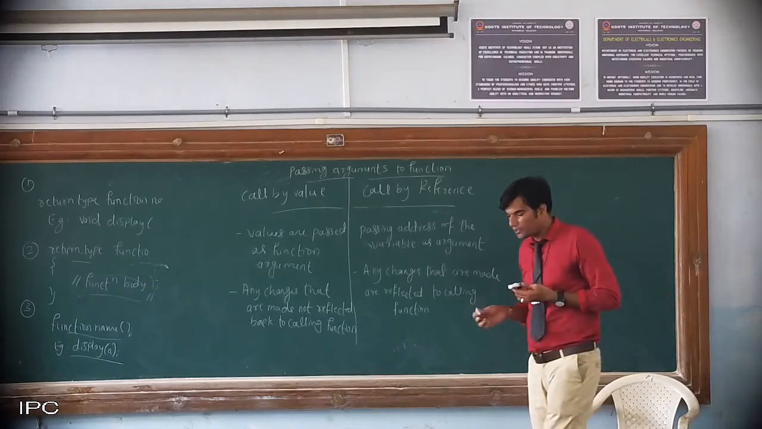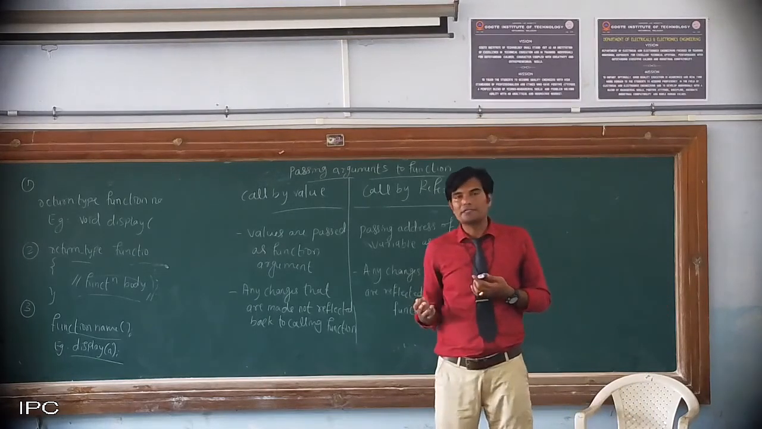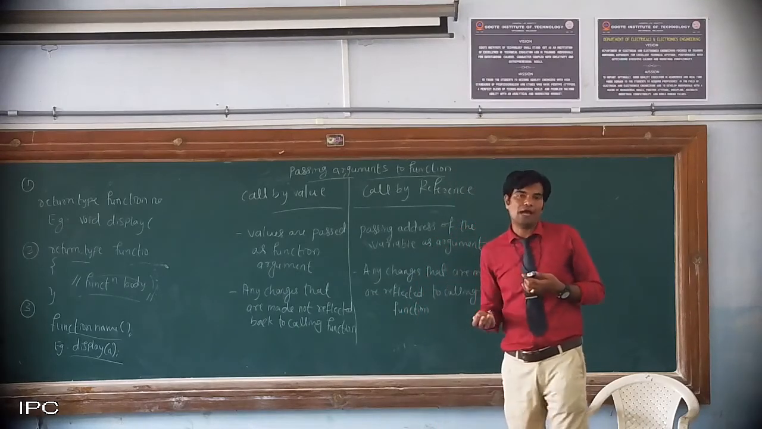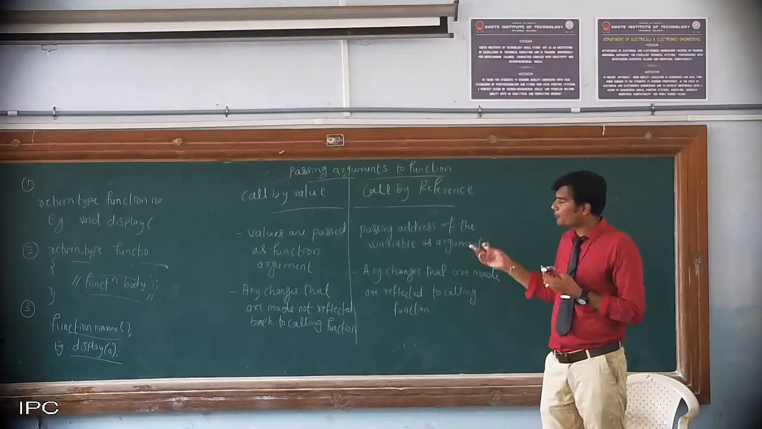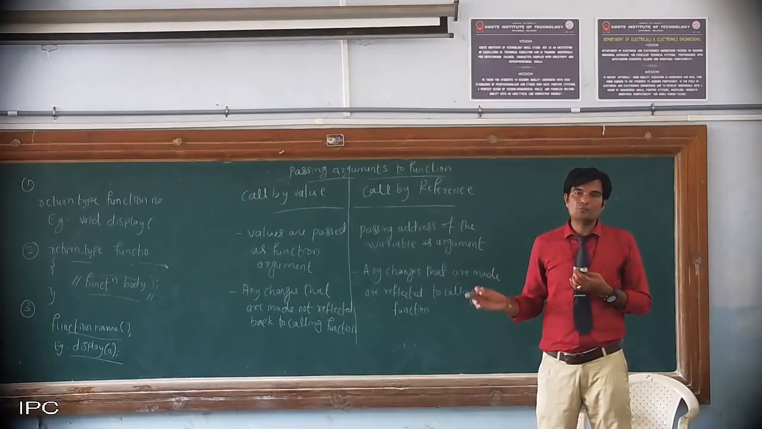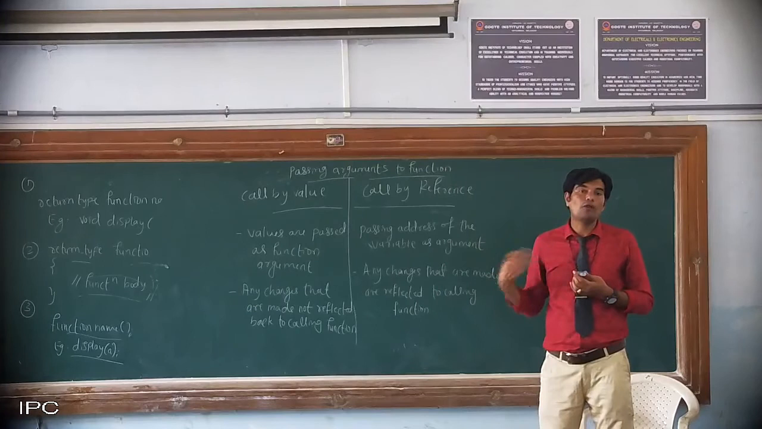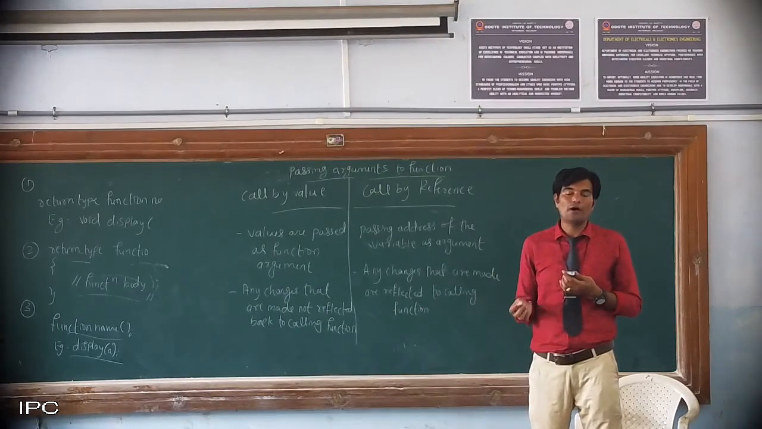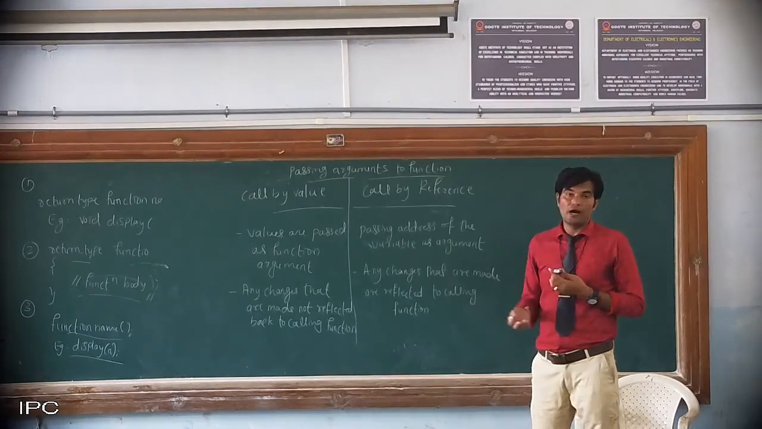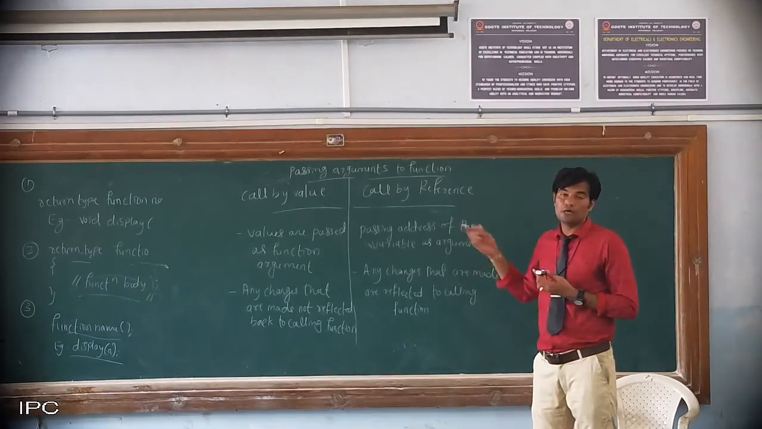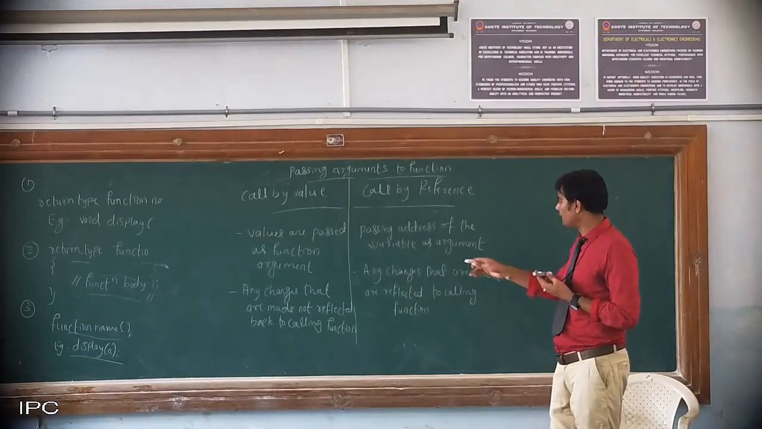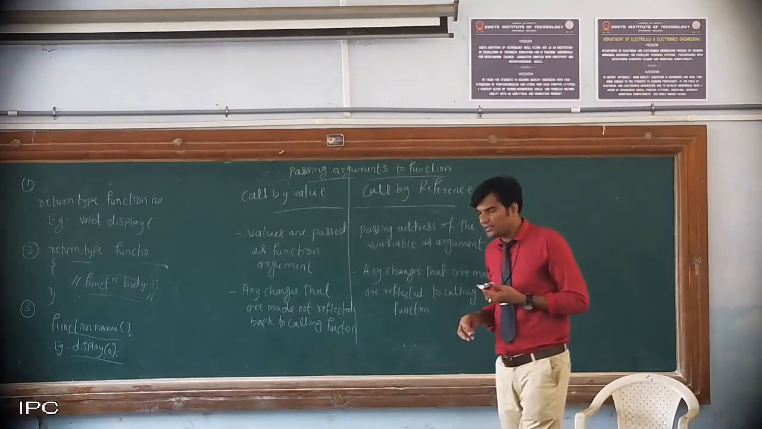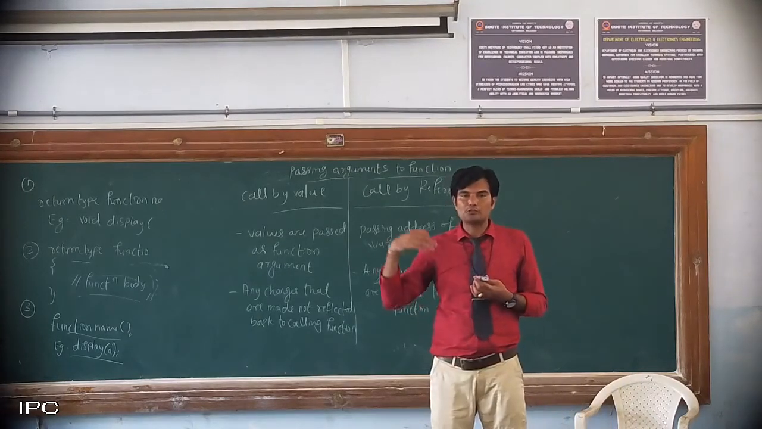Whenever you are calling a function, we have a calling function and a called function, right? In the calling function, we are passing the actual values. Actual values are passed as function arguments. That is what we call pass by value or call by value. So we are passing the actual value of an argument to the function, and any changes that are made are not reflected back to the calling function.